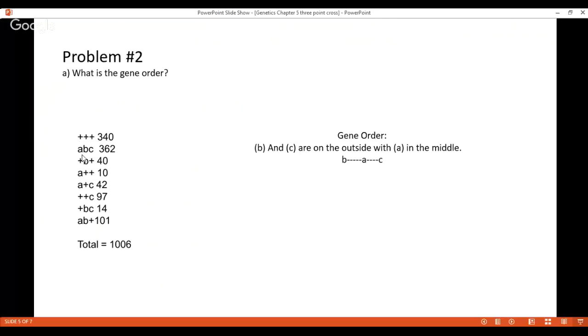Instead of A plus, A minus, we just use the numbers are going to be A. The letters represent negative, plus signs are positive. So the gene order is going to be B, A, C.